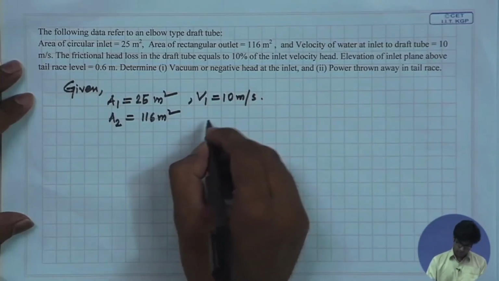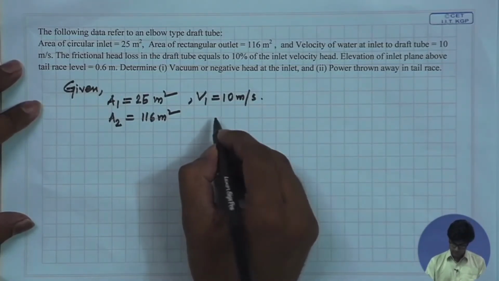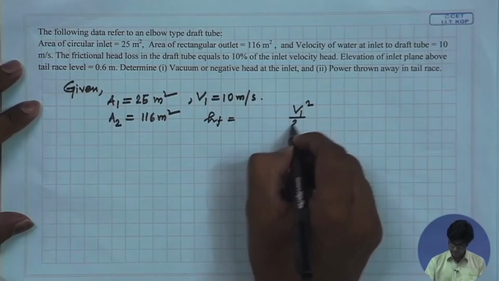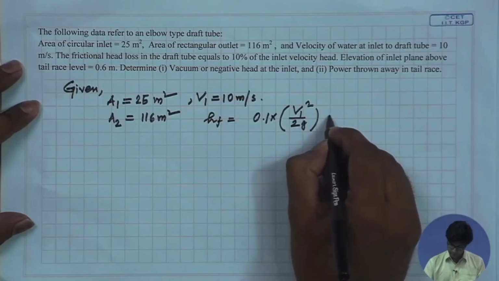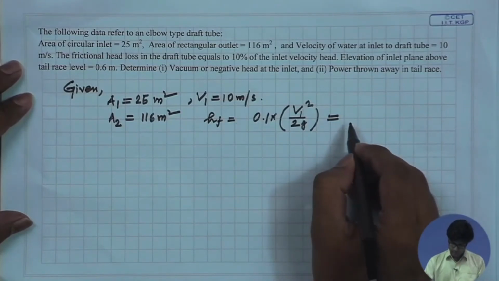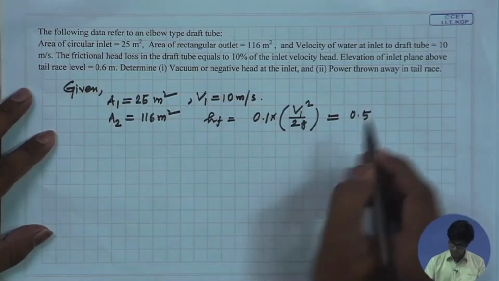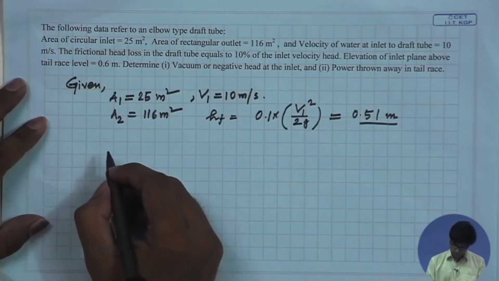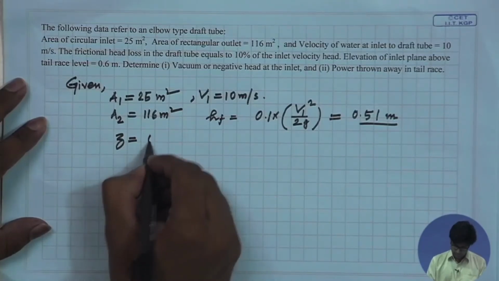The frictional head loss in the draft tube equals 10% of the inlet velocity head. We know the inlet velocity head is V1 square by 2g, and 10% of this is 0.1 into V1 square by 2g. This is the frictional head lost in the draft tube, Hf, and if we find out the value, it comes out as 0.51 meters. Next, we are given that the elevation Z of the inlet of the draft tube above the tail race is 0.6 meters.